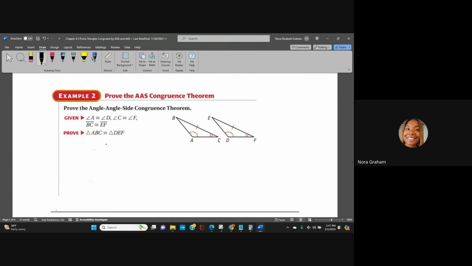Okay, so for this one, we're just going to use the one where we write a statement and a reason, okay, a table proof.